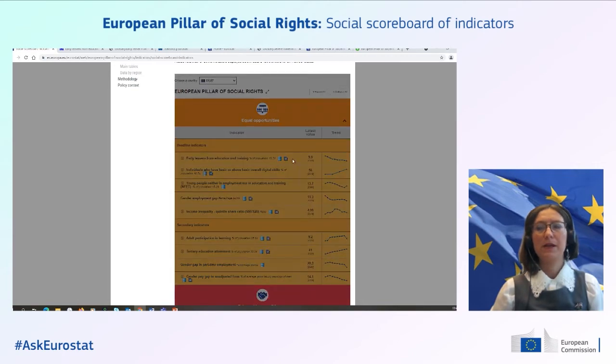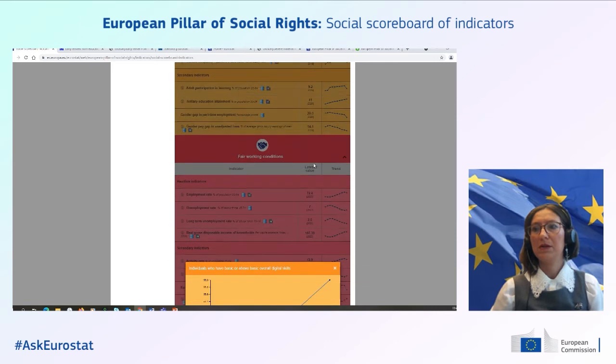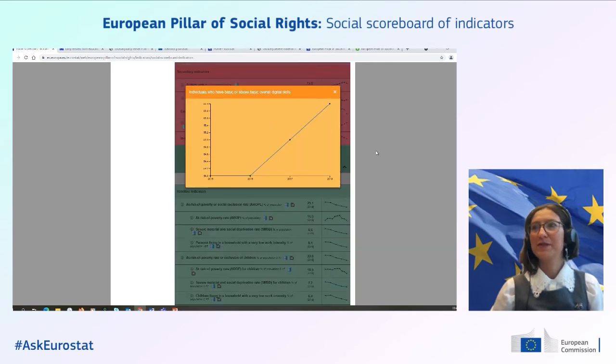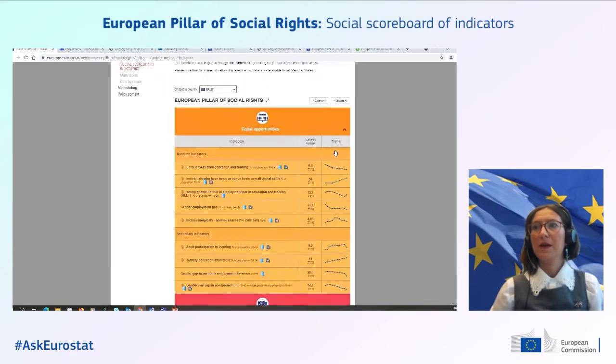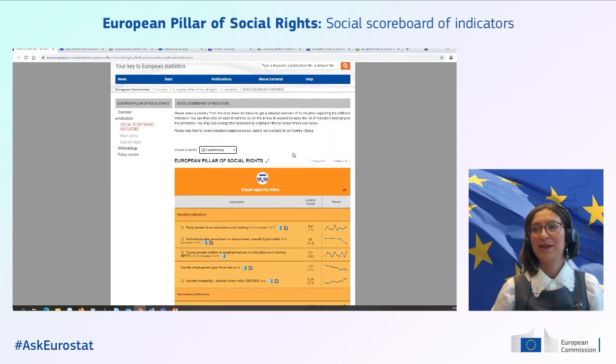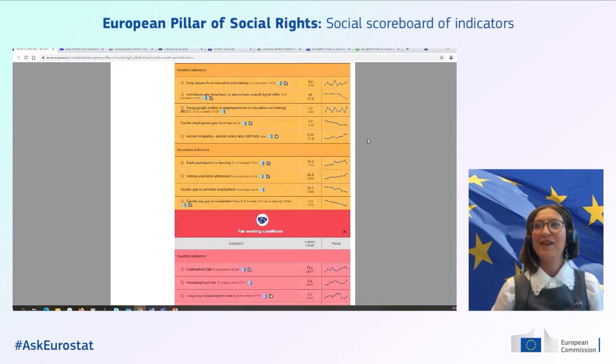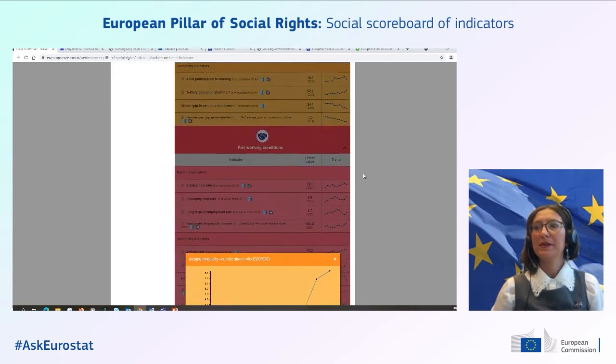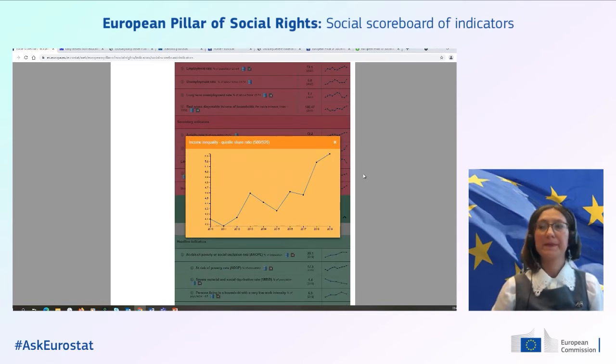That normally can be clicked on, but no, yes. So you can see the trend for the indicator. And you can also select the country, not just the EU as a whole. So I select Luxembourg because it's the country I live in. And we can see, for example, that income inequality in Luxembourg has increased.